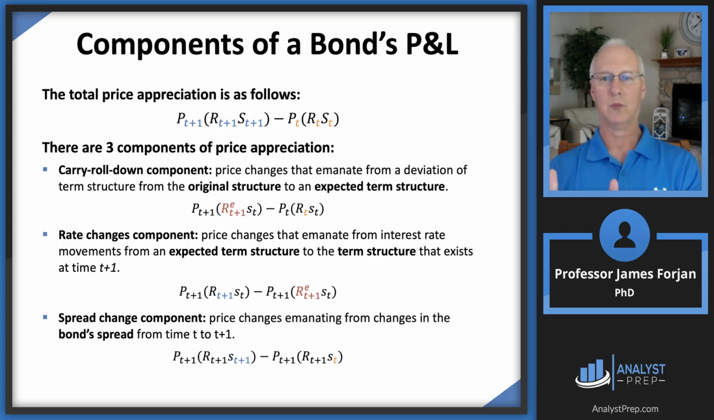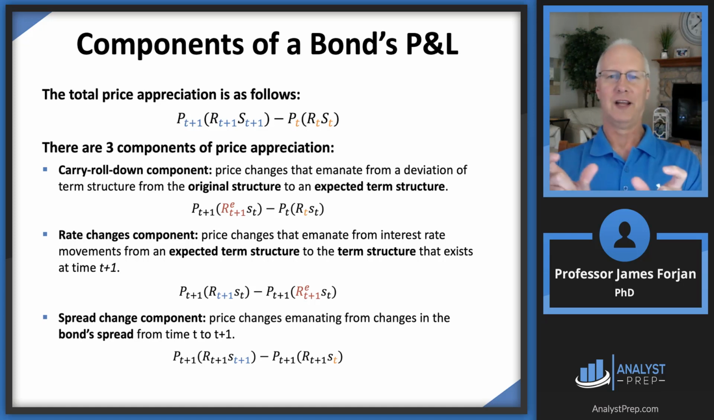And so the total price appreciation depends on the price today, which is a function of things like term structure and spread, right? And then sometime in the future, at time period t plus 1, we have a new price. What did I say? 1060. And that's the result of a new yield curve, right? Could be steepening, could be flattening, and a new spread.